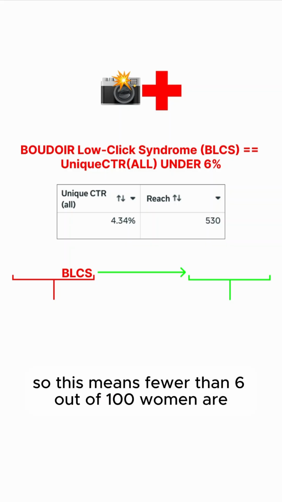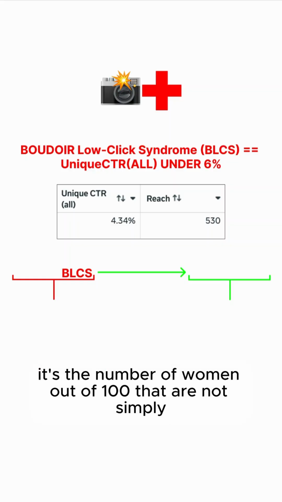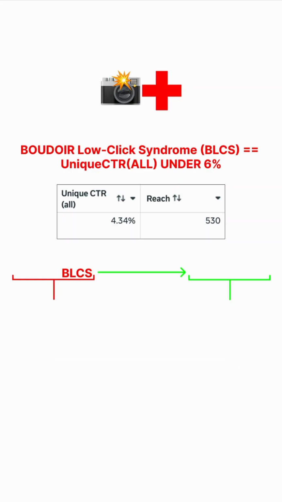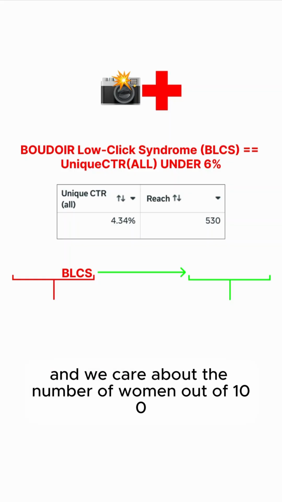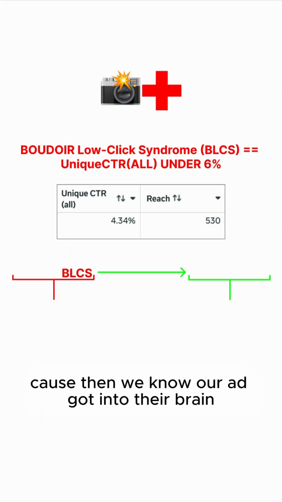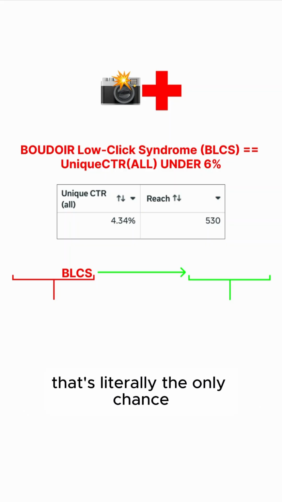So this means fewer than 6 out of 100 women are clicking somewhere on our ad, aka it's the number of women out of 100 that are not simply scrolling right on by, where we're basically wasting that impression. And we care about the number of women out of 100 clicking somewhere on our ad because then we know our ad got into their brain.